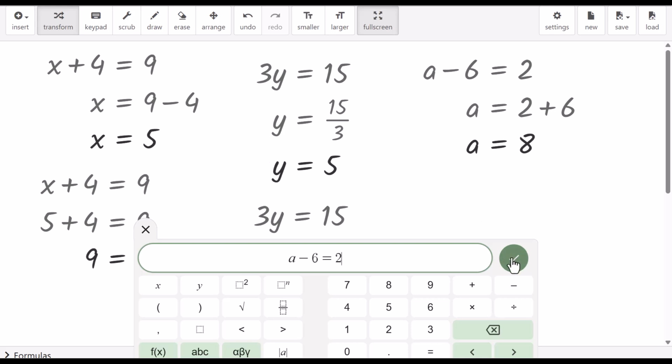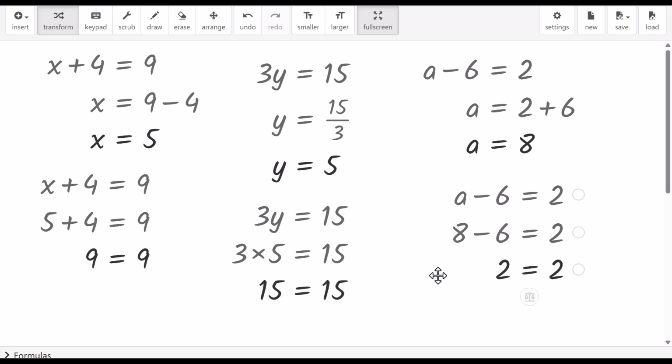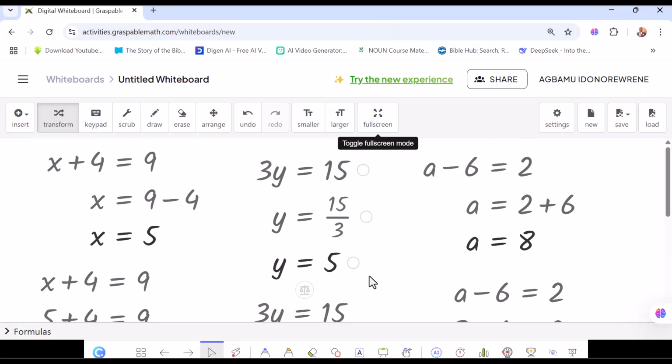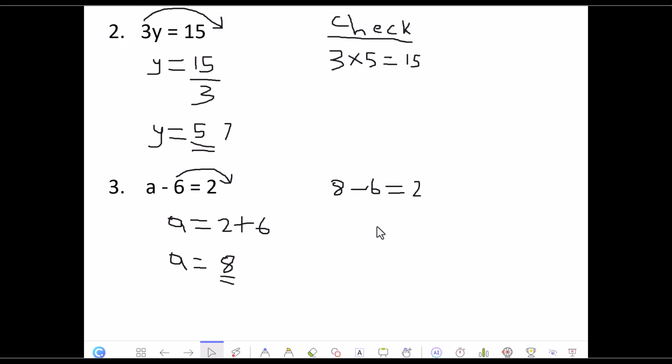So that is all I have for us in this class. Just drag and drop it. You see that your answer is correct. If there's a mistake in your answer, there's no way you can subtract or multiply or add to get the correct answer in the equation. So you can see the way I tested my equation after solution. So that is that. Let's go to our slide and end today's lesson.